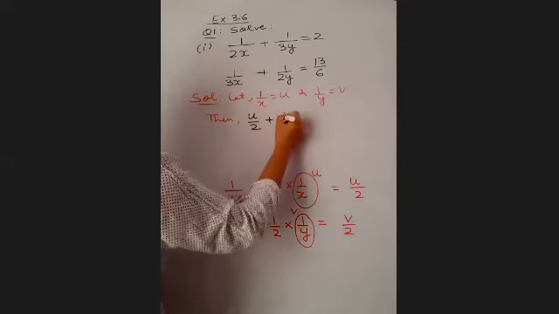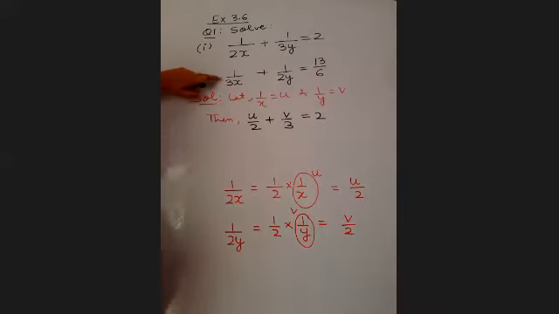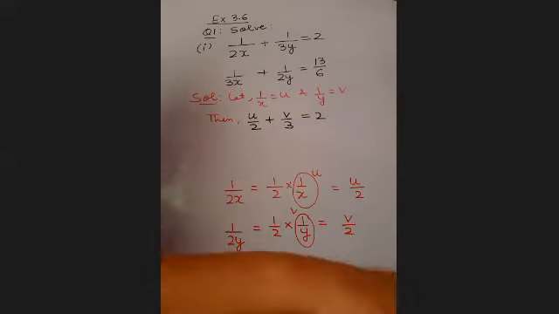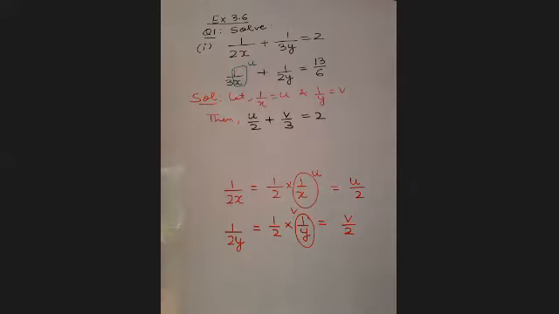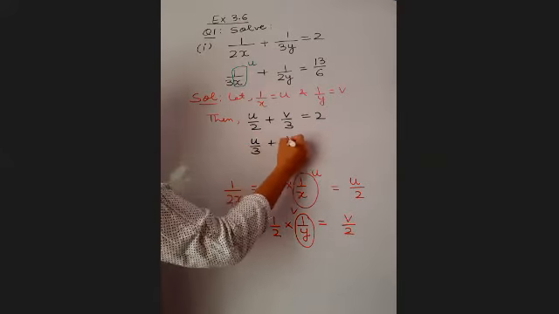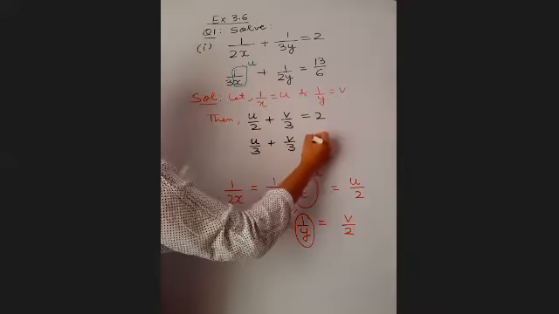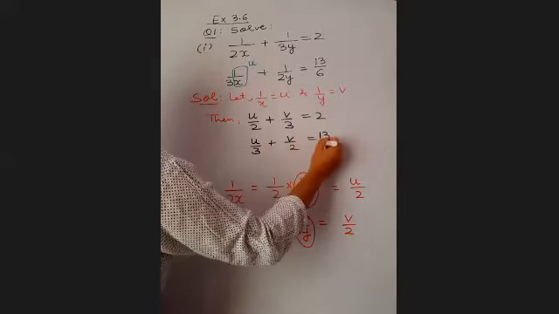So this will be u upon 2, v upon 3 is equal to 2. And children, what will 1 upon 3x become? If you see carefully, 1 upon x is taken as u, so it is u by 3. And the other one would become v by 2.